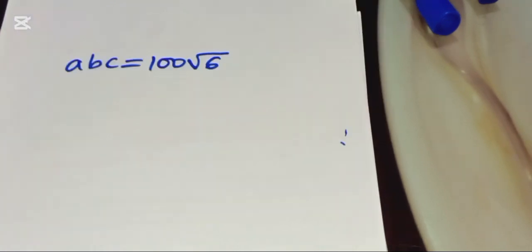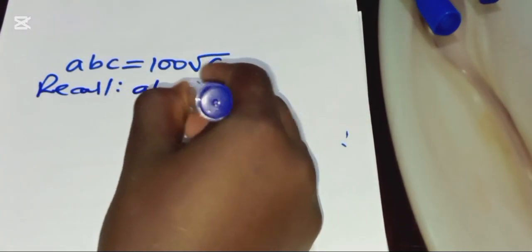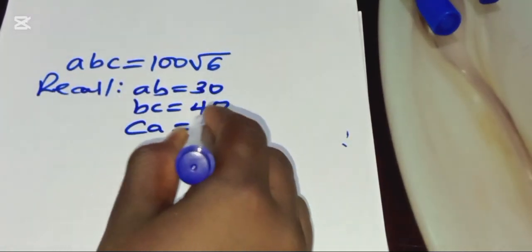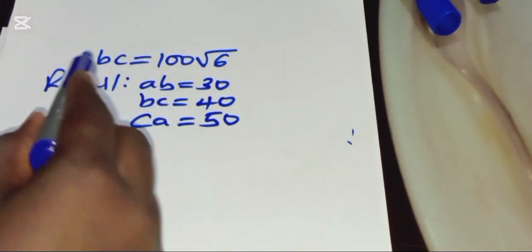Determining the value of A, B, and C. Now if you recall, we have AB equal to 30, BC equal to 40, and CA equal to 50. All right. Now, from what we have here, we can determine the value of A.